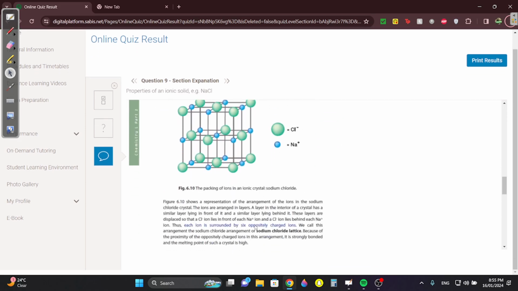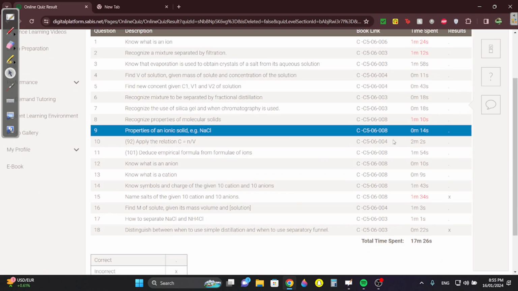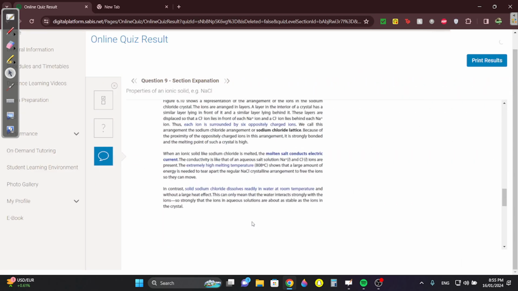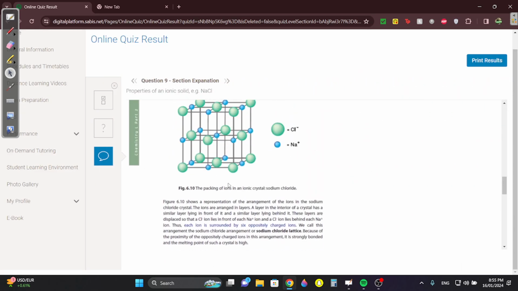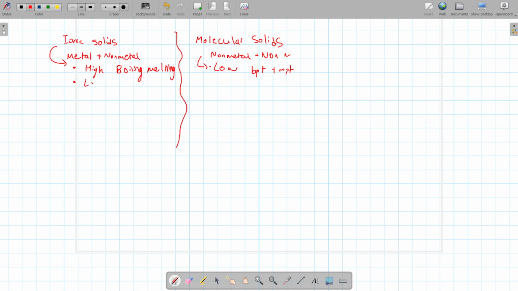They said it in the book, but please know that each ion is surrounded by six oppositely charged ions. It's not in the quiz, but it's in the book, and they really might ask it. Most ions are soluble in water. I'll write that in a second. But know that each ion is surrounded by six oppositely charged ions, and it's called a lattice.